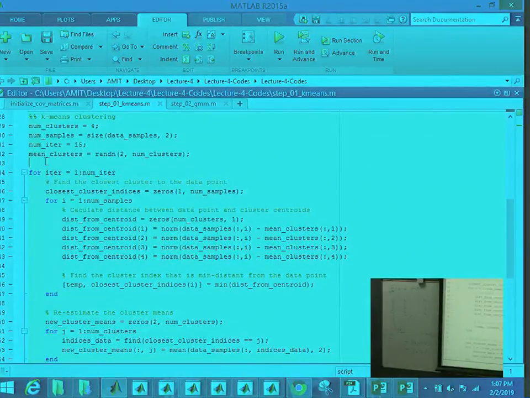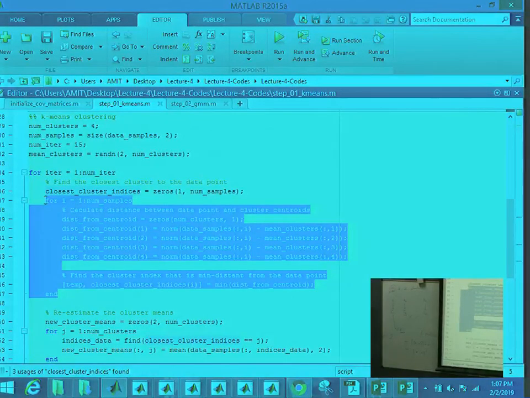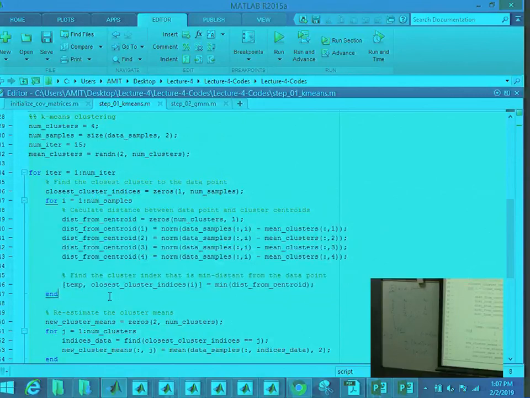This is some simple initialization. I am initializing the initial means randomly, and for each iteration I am doing this. I am finding the closest centroid here. In this for loop I go through each data point and calculate its distance with respect to the first cluster mean, the second, the third and the fourth cluster mean, and I take the minimum of that. Whichever cluster ID is minimum for that data point, I take that one and save that value.